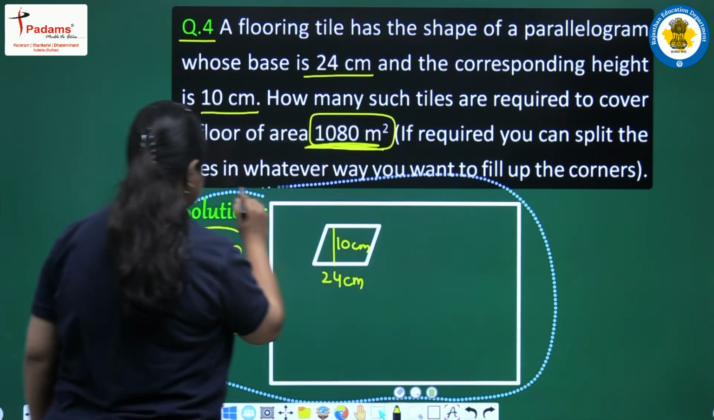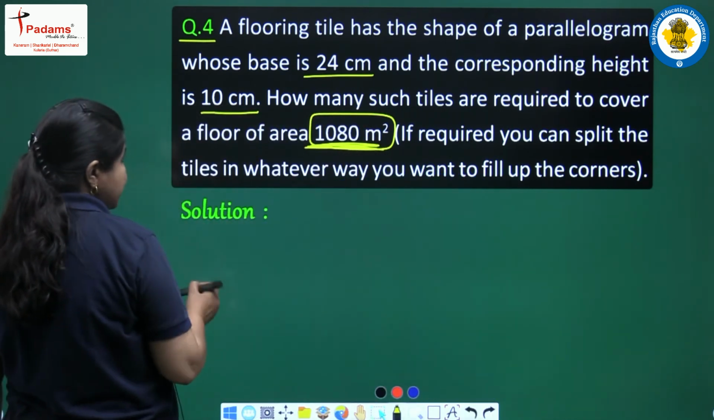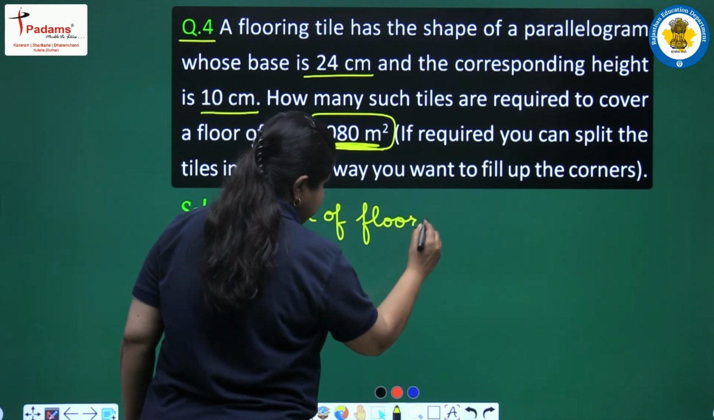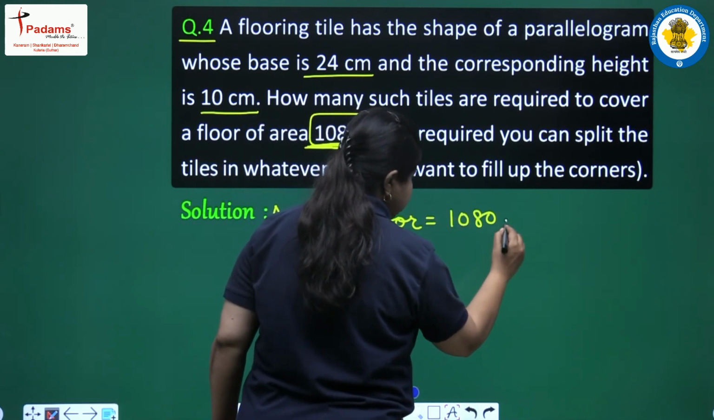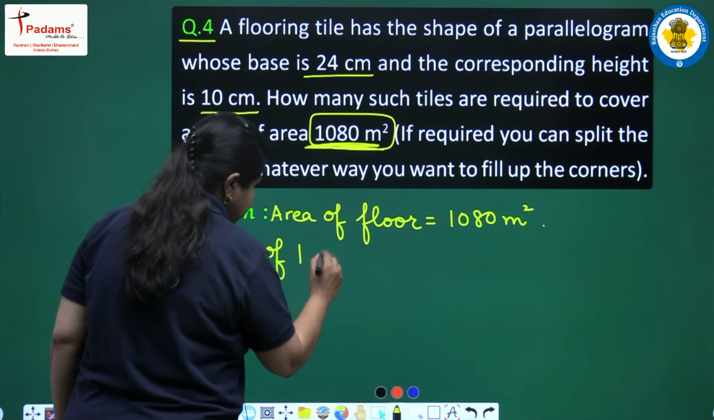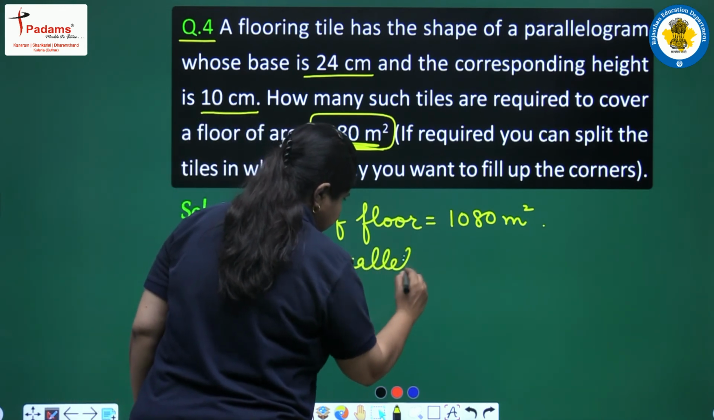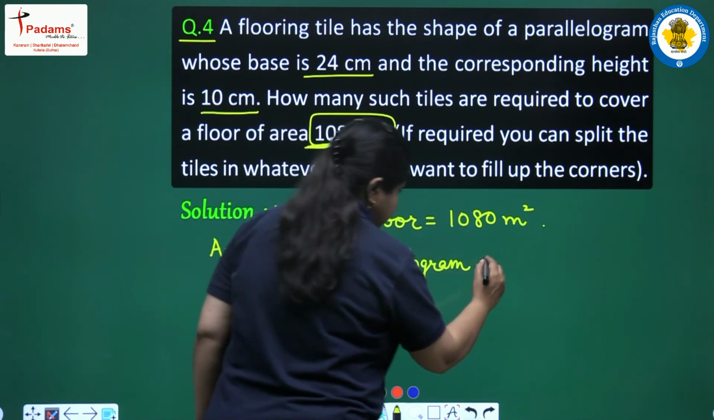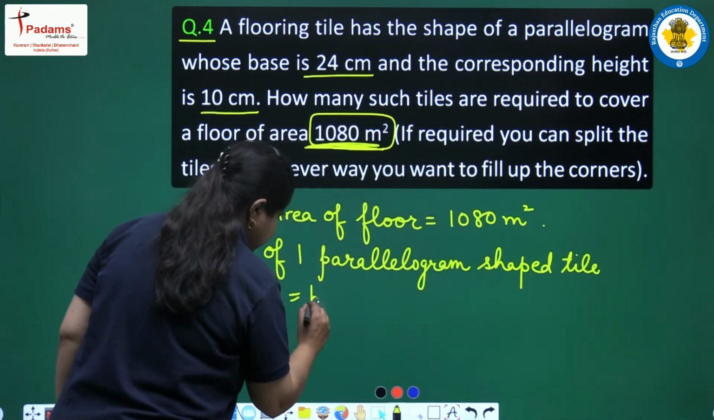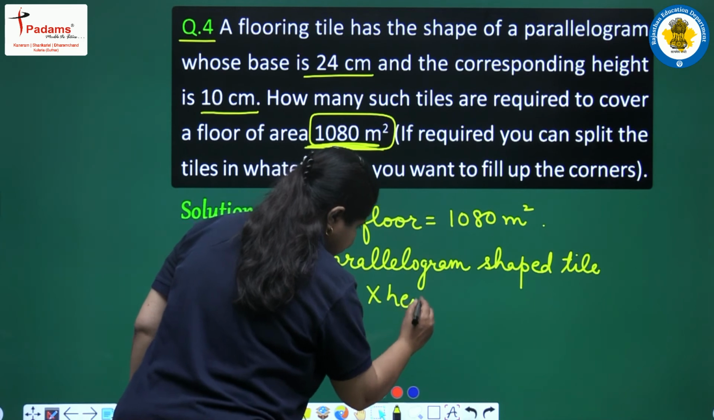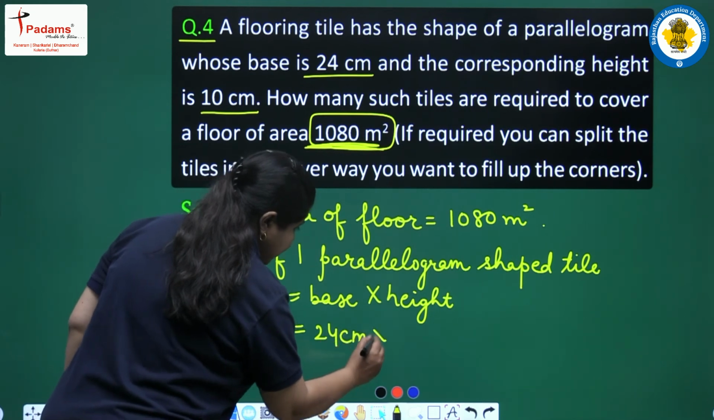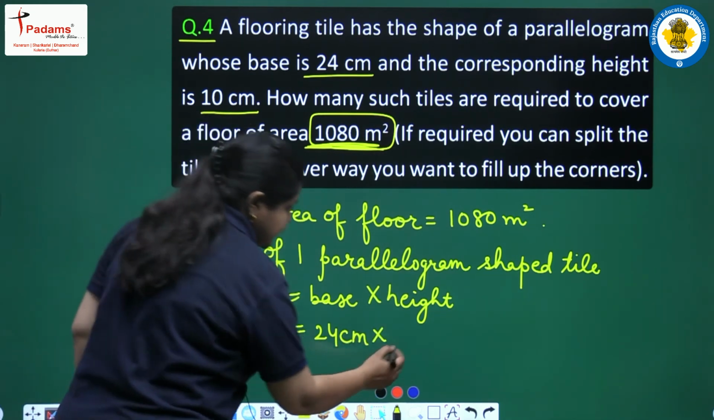and then we will be able to solve. Yes, we begin the solution first by writing area of floor. It is given in the question. This is equal to 1080 meter square. Then area of one parallelogram shaped tile. This is given by base into its corresponding height. Now the base is given as 24 centimeter and the height is given as 10 centimeter.